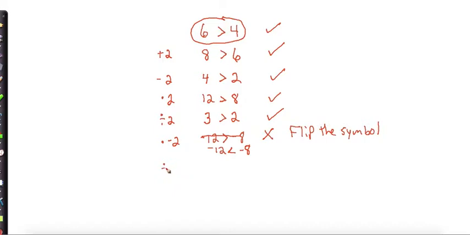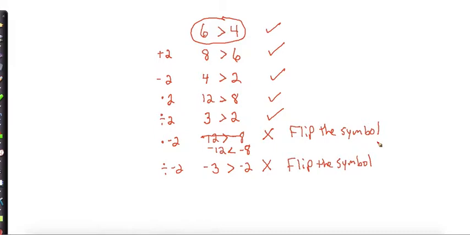Okay, now let's look at dividing by negative 2. 6 divided by negative 2 is negative 3, and 4 divided by negative 2 is negative 2. So is negative 3 greater than negative 2? Once again, how can we make it true? We have to flip the symbol. So whenever you multiply or divide both sides by a negative, we've got to remember to flip the symbol.